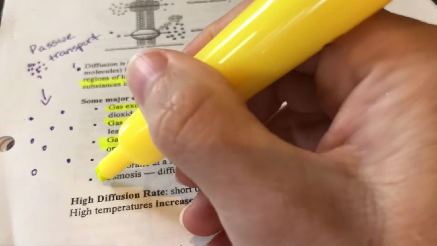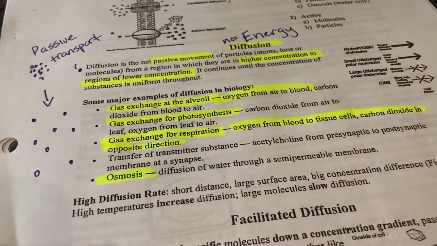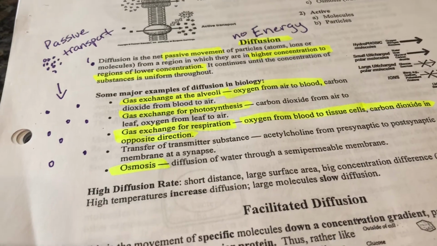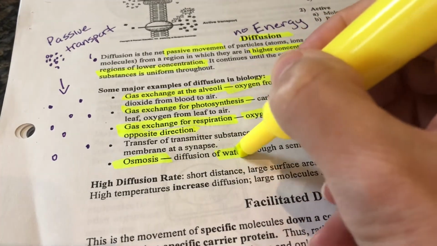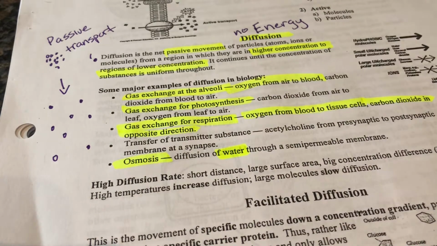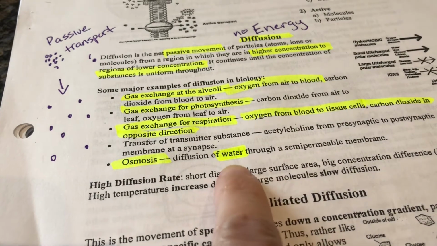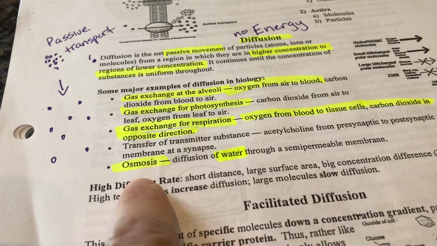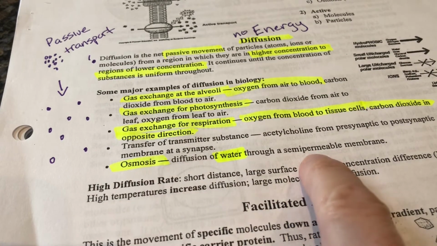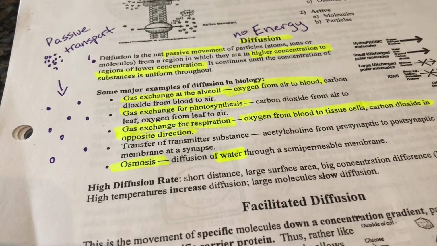Don't worry about this, but I want you to know that osmosis is another form of diffusion, okay? It's diffusion of water, and because the movement of water happens so frequently, we give it its own name, all right? So osmosis is just simply the diffusion of water through a membrane that's semi-permeable, and it allows water to go through it.